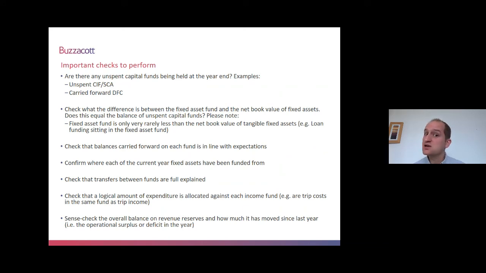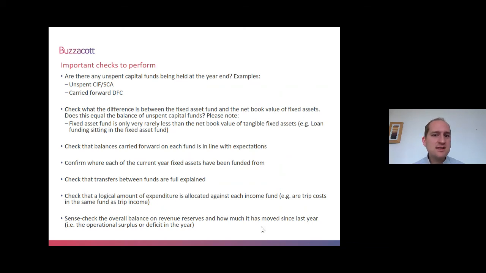If that doesn't make sense, there could have been an issue with how you're allocating funds or putting things in the fixed asset fund, and it could be a mechanical error rather than something else. So make sure that that number is meaningful in the set of Academy Trust accounts.